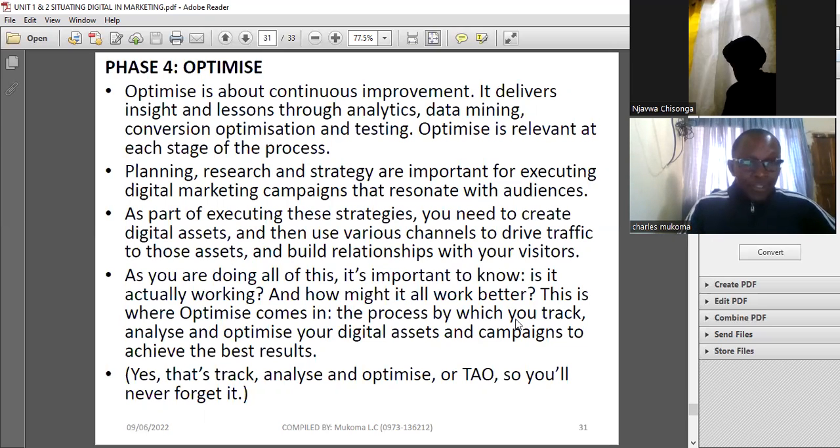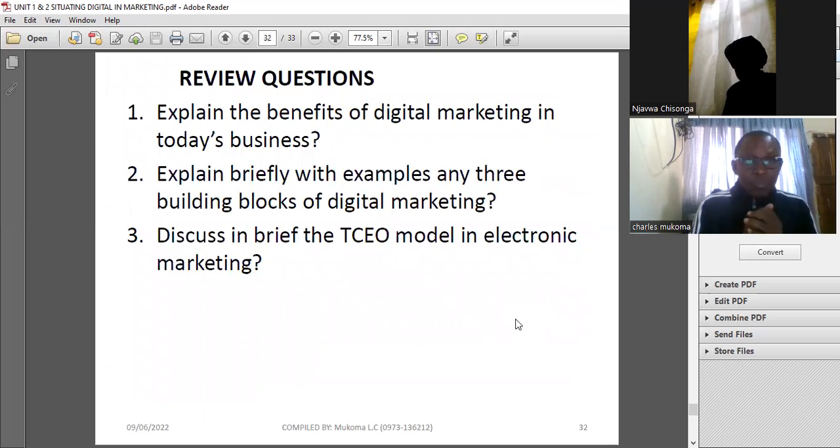Now, there are 3 questions following down there, where we are to explain the benefits of digital marketing in today's business, discuss briefly with examples any 3 building blocks of digital marketing, then discuss in brief the TCEO model in electronic marketing. As we earlier mentioned, e-marketing, digital marketing, online marketing, we are just talking of the same thing. So the model is the same model that we have just been discussing. So find time and try to practice how to answer these questions in reference to what we have discussed.